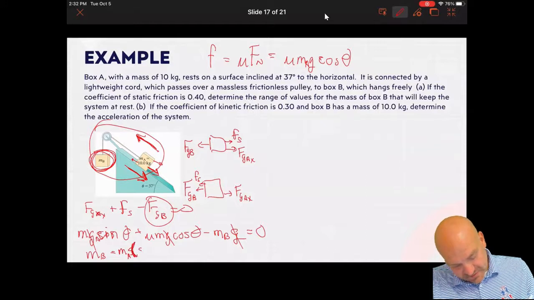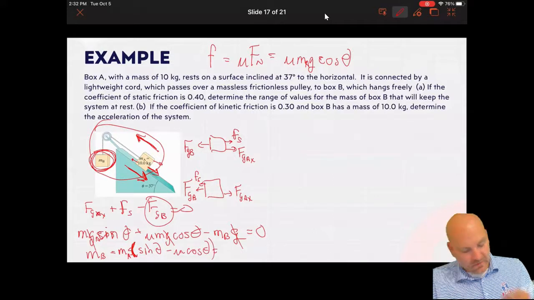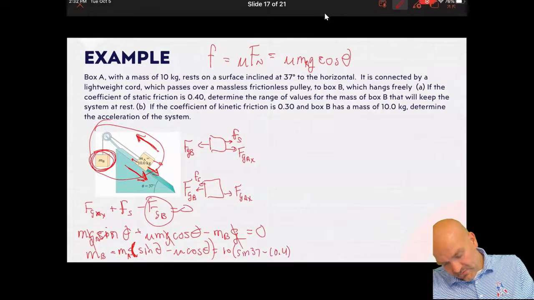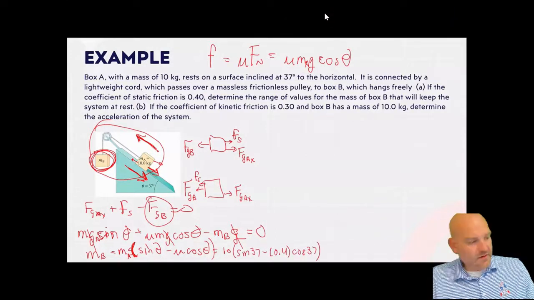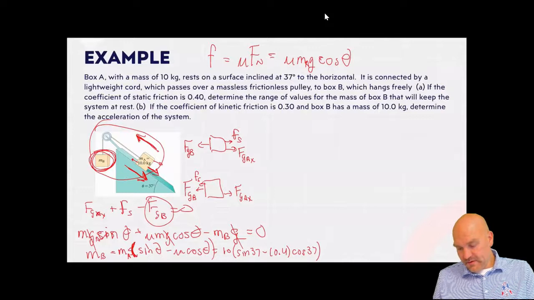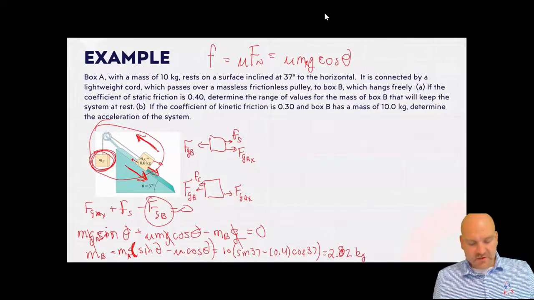and let's do a little algebra cleanup. So it'll be m_A times sine theta minus mu cosine theta, and that gives me one end. So that'll be 10 times sine 37 minus 0.4 cosine 37. Let me grab my calculator. I didn't finish this calculation in my notes. So it's going to be 10 times sine 37 minus 0.4 times cosine 37. All right, and so the low end, if I go 2.82 kilograms, it'll start to move.